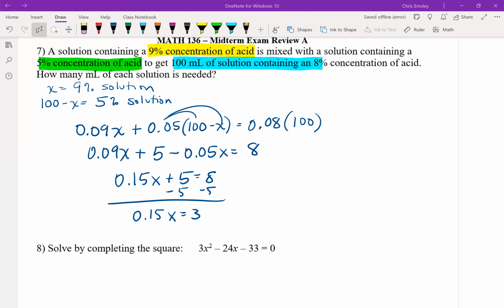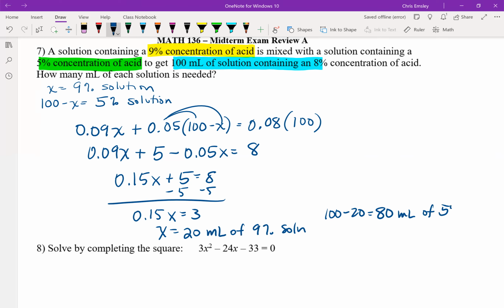So x is 20. We look back at our variable definitions. That means we are going to have 20 milliliters of the 9% solution. The question asked how much of each, so we also need to do that little calculation. 100 minus 20 tells us there are 80 milliliters of the 5% solution. So those are our answers.